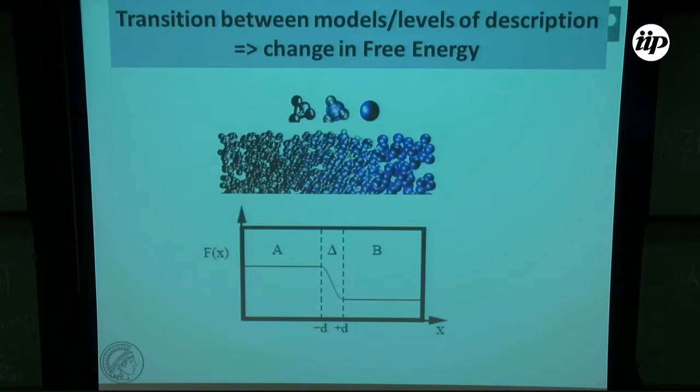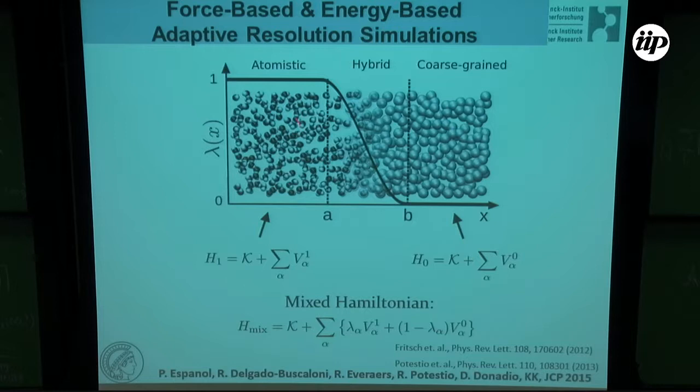And now I write it in a slightly different way. I have my Hamiltonian in the atomistic region. I have a Hamiltonian in the coarse-grained region. And then a mixed Hamiltonian, where you write it as the sum over the potential lambda alpha V1 for particle alpha plus 1 minus lambda alpha V0 of particle alpha. So you do not have a multiplicative but an additive coupling.